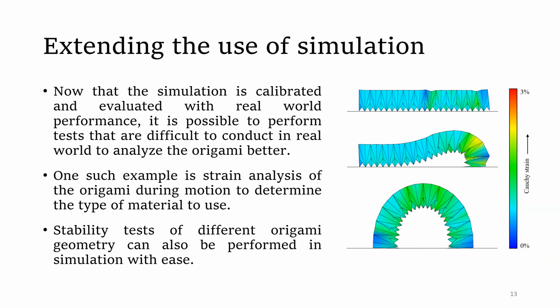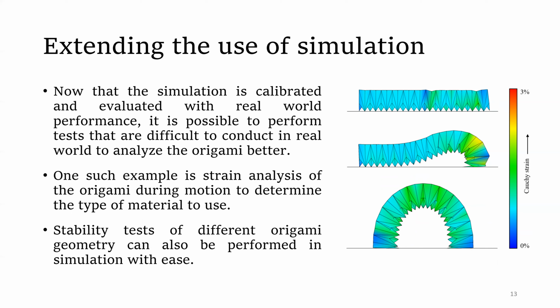Since the simulation is calibrated and evaluated using practical experiments, we use it to do experiments that are difficult and impractical in real life. One such example is a strain test during the origami actuation. This isn't easy to perform practically. However, it is simple to monitor in the simulation. This helps to identify the parts of the origami undergoing high stress to identify suitable materials to construct the origami.